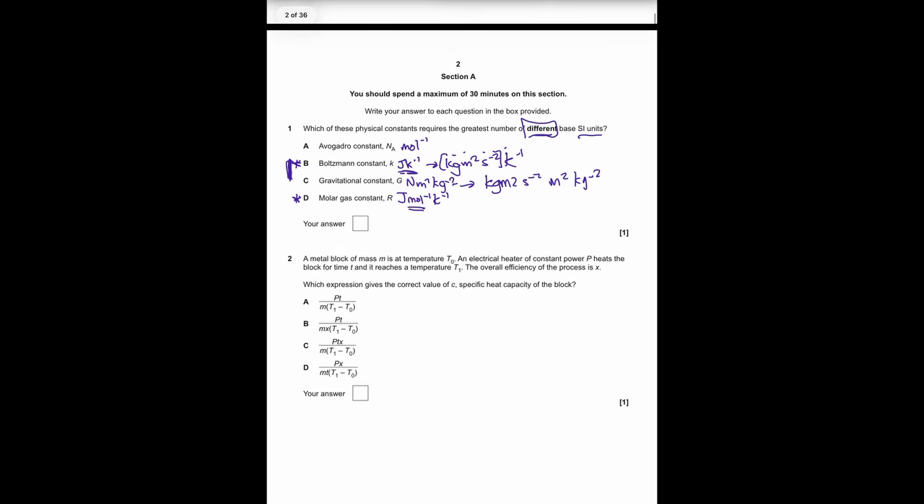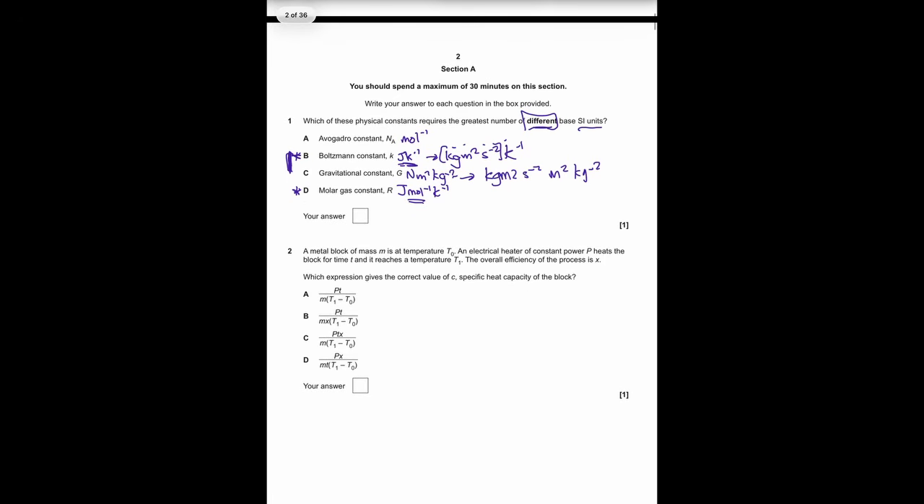I know the answer's D. Where's the pen gone? Without having to break that one down, I've saved myself a bit of time, and also I'm very happy that I've got the mark here.